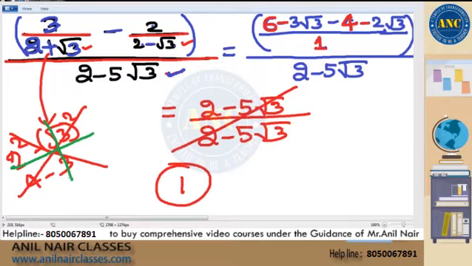We don't require it, like the way you throw a few of the things in your home which you don't require. Rationalizing the denominator is the concept, and this will help you tremendously in your preparations or problem solving in so many problems which we take forward.